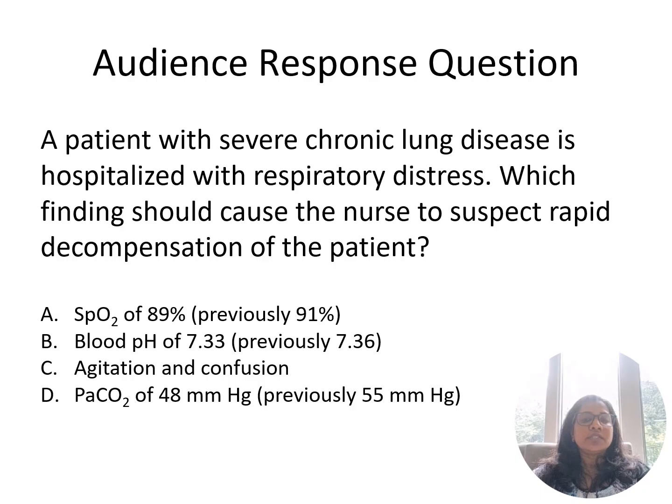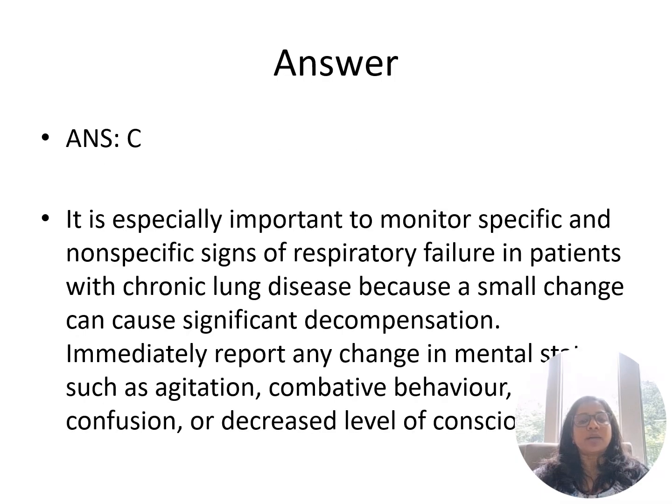Now, a patient with severe chronic lung disease is hospitalized with respiratory distress, which finding should cause a nurse to suspect rapid decompensation of the patient? SpO2 89, blood pH 7.33, agitation, confusion, PaCO2 of 48. This I put in as a tricky question. As I said before, agitation and confusion are some of the signs which happen at the earlier stage, and you have to always keep an eye on that.